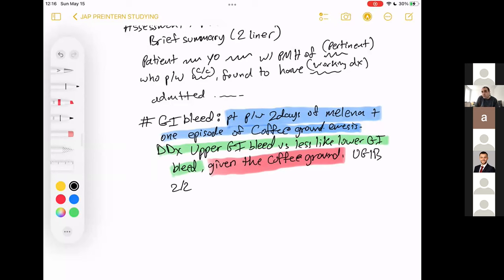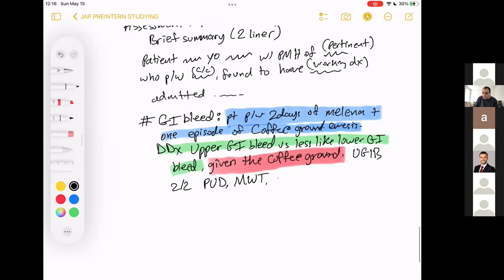What's your differential for an upper GI bleed? Usually it's something like peptic ulcer disease, Mallory-Weiss tear, you can say esophagitis, malignancy, right? AVM, okay. So now you establish that you have, again, I'm just gonna highlight this in green, meaning that you establish that you have some sort of differential diagnosis and you're working on this GI bleed. So you're exploring more, okay?